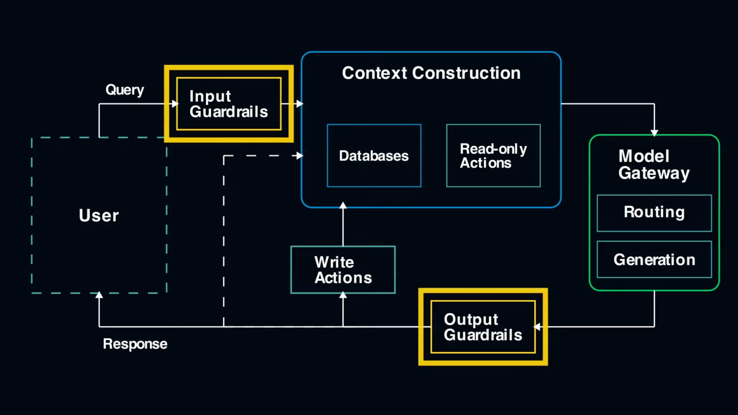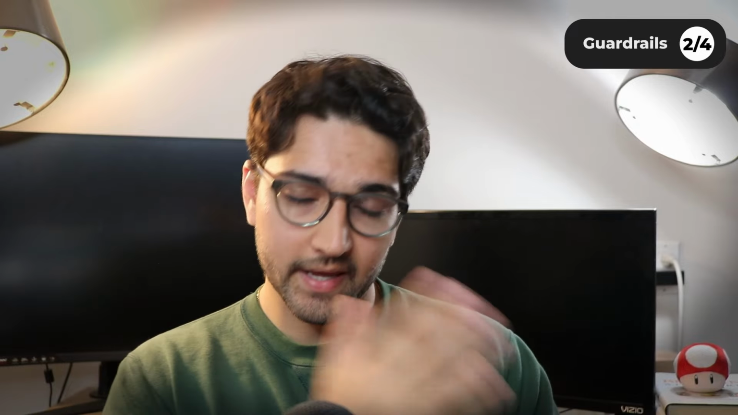Now, the next component is guardrails, and this really helps you reduce risks inside of your application. They're honestly added everywhere where there could be a potential failure, but there are 2 main types that you should be looking at: input guardrails and output guardrails. We'll start with input guardrails.